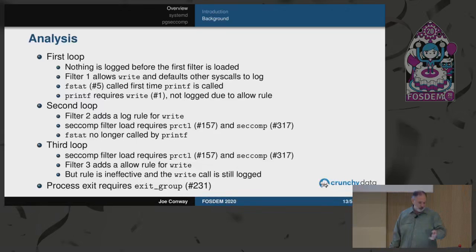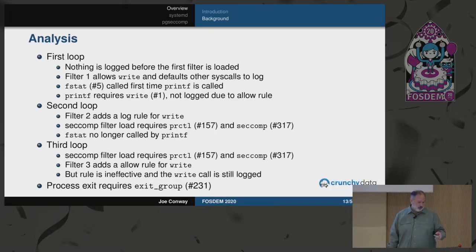And printf clearly requires write, but in that first filter, I said write was allowed. So it did not get logged. Now in the second loop, I add a rule that says write should now be logged. And now all of a sudden we see the output in the log for PR control and SECCOMP because they were actually blocked in the first filter. And fstat, like I said, is no longer called.